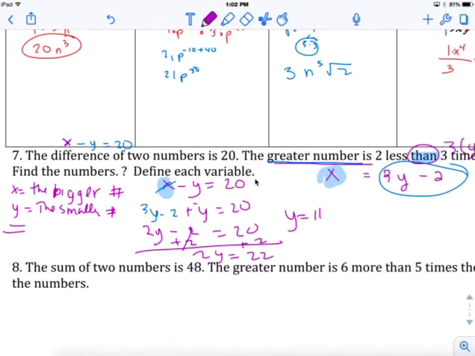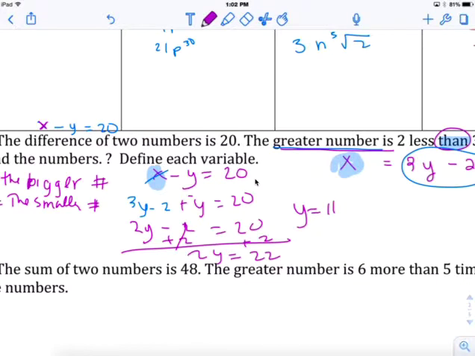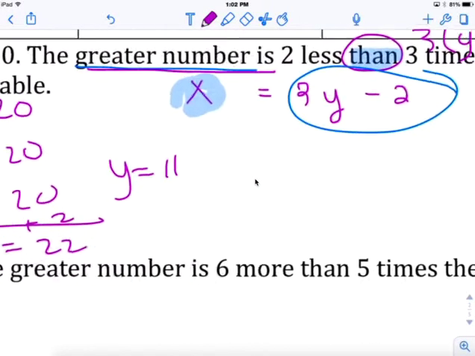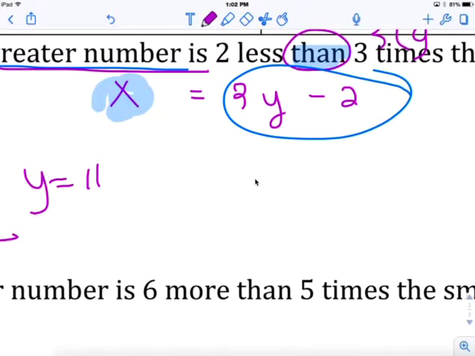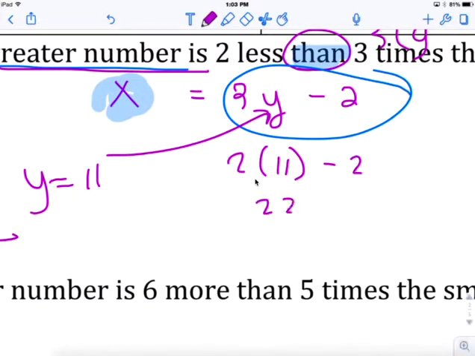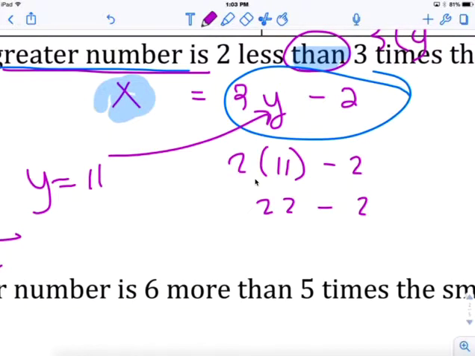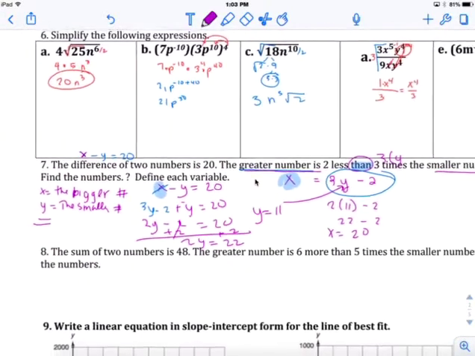So y is the smaller number. If the smaller number is 11, the bigger number has to be 21 to get 31. Right, 31. Or you can just substitute y right here into there. 2 times 11 minus 2, 22 minus 2. The bigger number is 20.